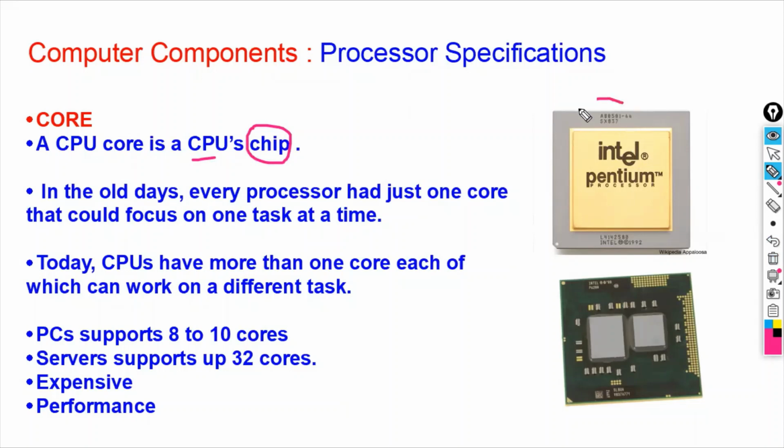You can see this is the CPU. On this CPU, one chip is embedded. This chip is called a core. And in olden days, every processor had just one core and that could focus on one task at a time.